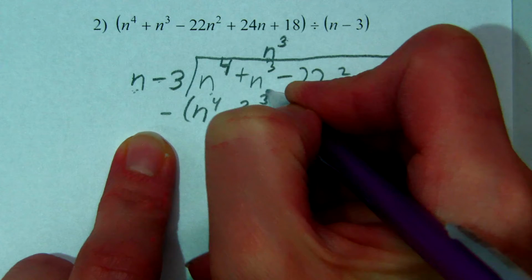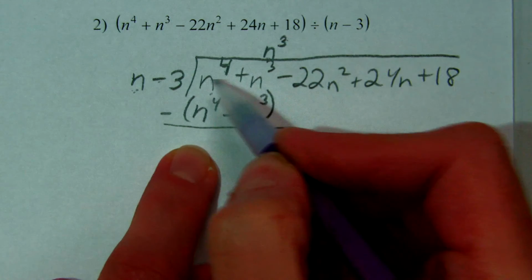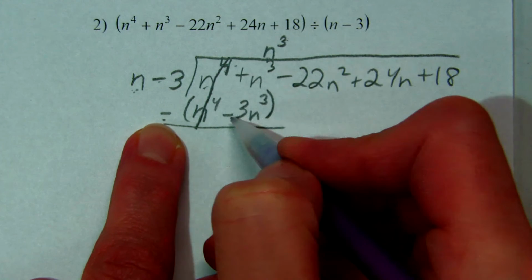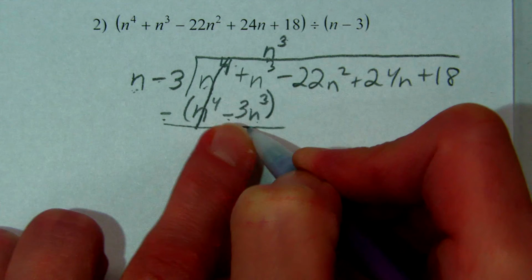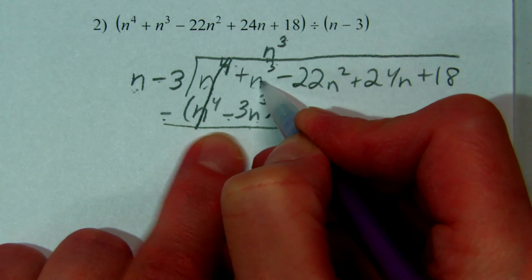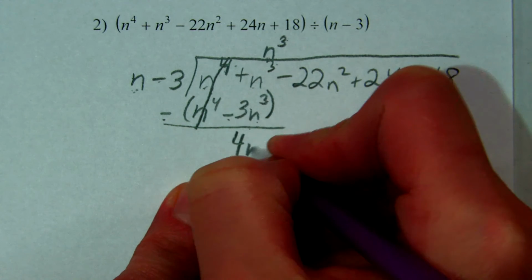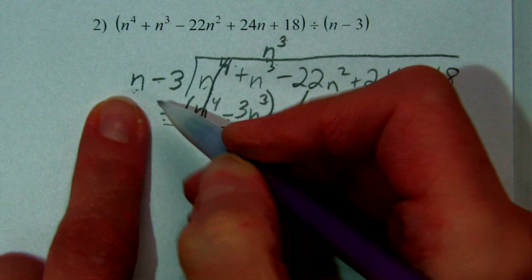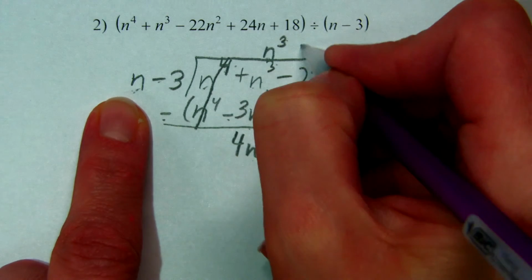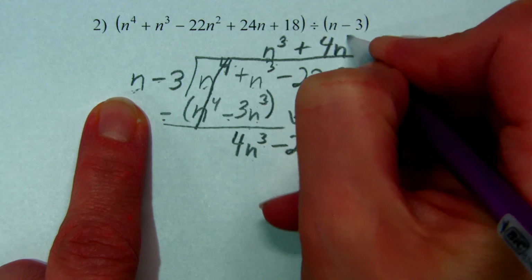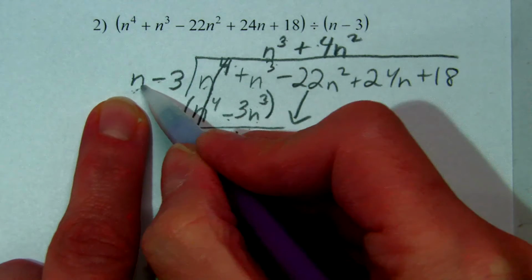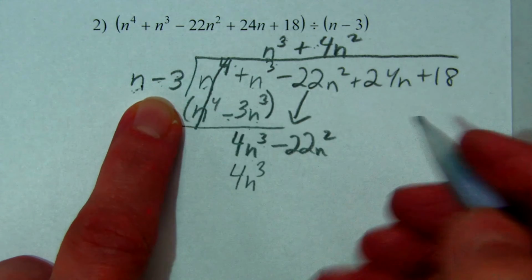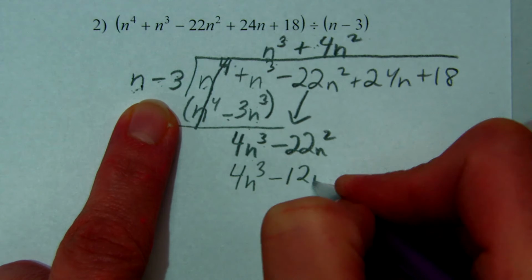And remember, we're going to group and subtract this, which is tricky because n to the 4th minus n to the 4th, it cancels. That's okay. But then this is minus a negative 3n to the 3rd, so that actually means plus 3. So I'll have 1n cubed and another 3n cubed, which makes it 4n cubed. And then we'll bring down minus 22n squared. So n is going to go into 4n cubed plus 4n squared times. 4n squared times n is 4n cubed, which is what I want. 4n squared times negative 3 is negative 12n squared.